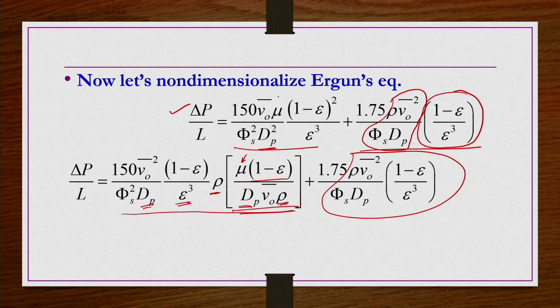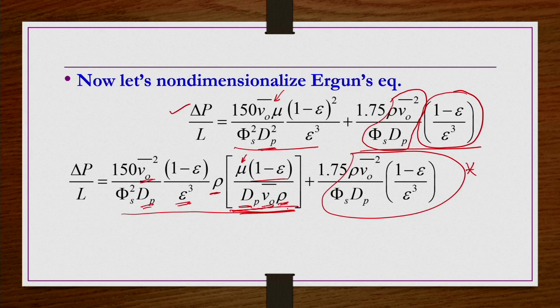In the first term, initially we have V naught bar only, but we want V naught bar square. So, one V naught bar term is divided here so that it is balanced. This is the additional term we are getting. Now why are we doing this? This particular rounded term will be taken common, so that we have 150 multiplied by this term, and if you multiply, that will be mu, 1 minus epsilon by dP V naught bar rho, plus 1.75.